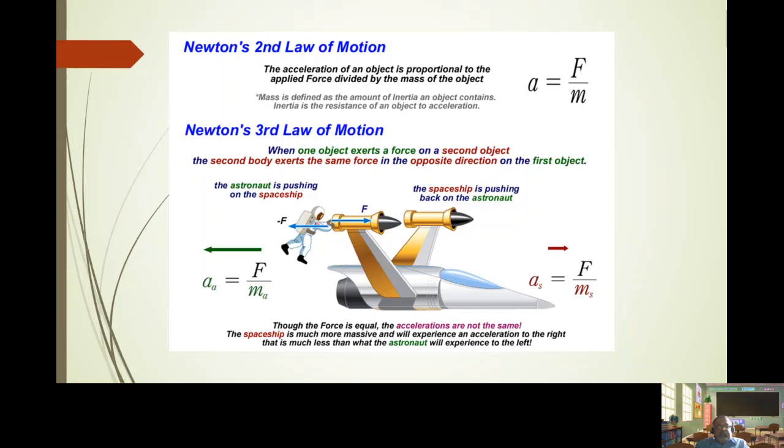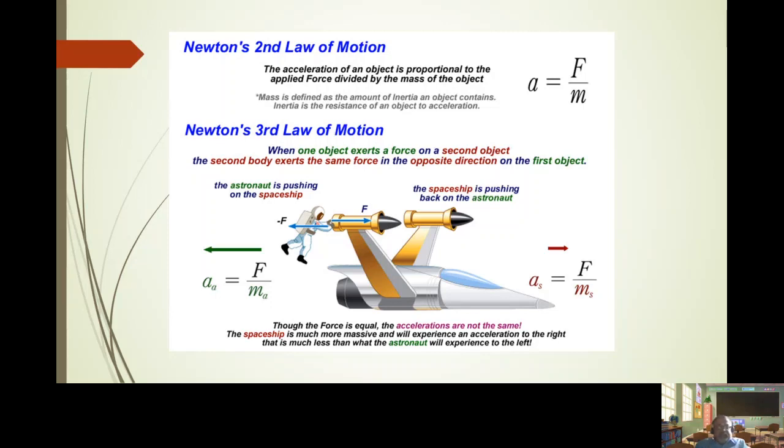That is defined mathematically below. Though the force is equal, the accelerations are not the same. The spaceship is more massive and will experience an acceleration to the right that is much less than what the astronaut will experience to the left. These are simple explanations about the laws of motion. We go further into this.